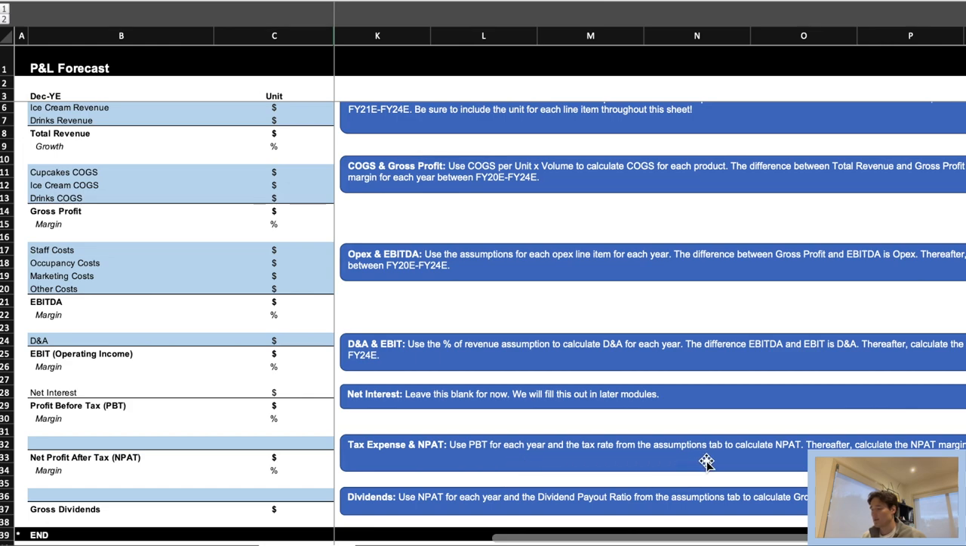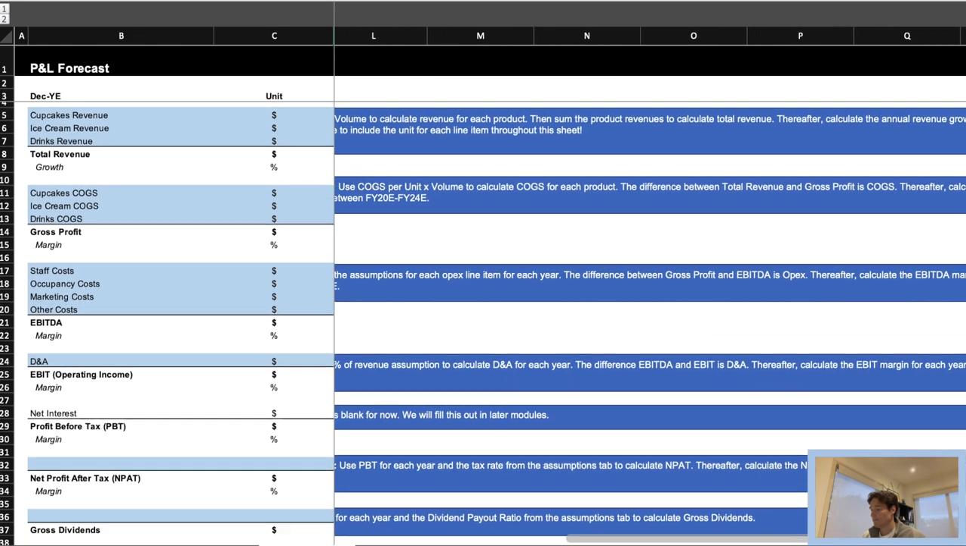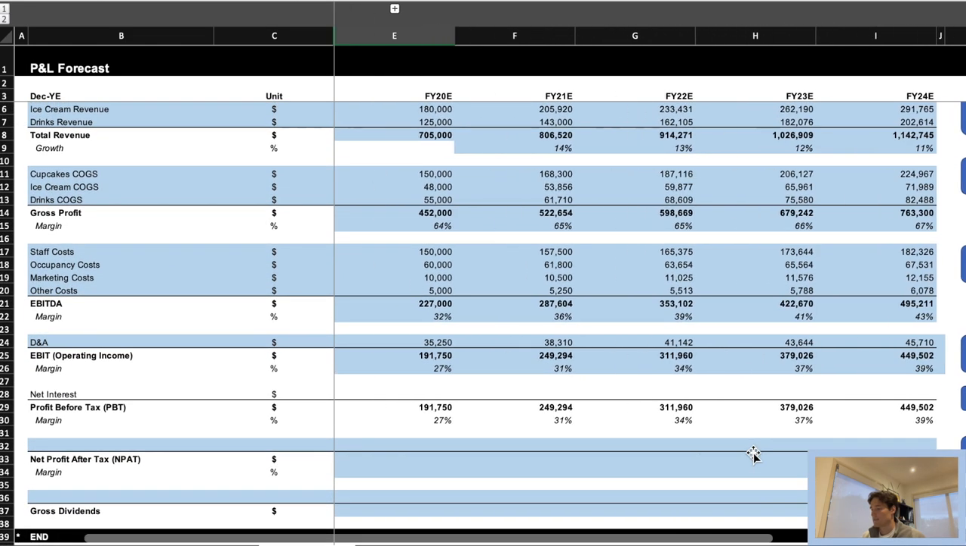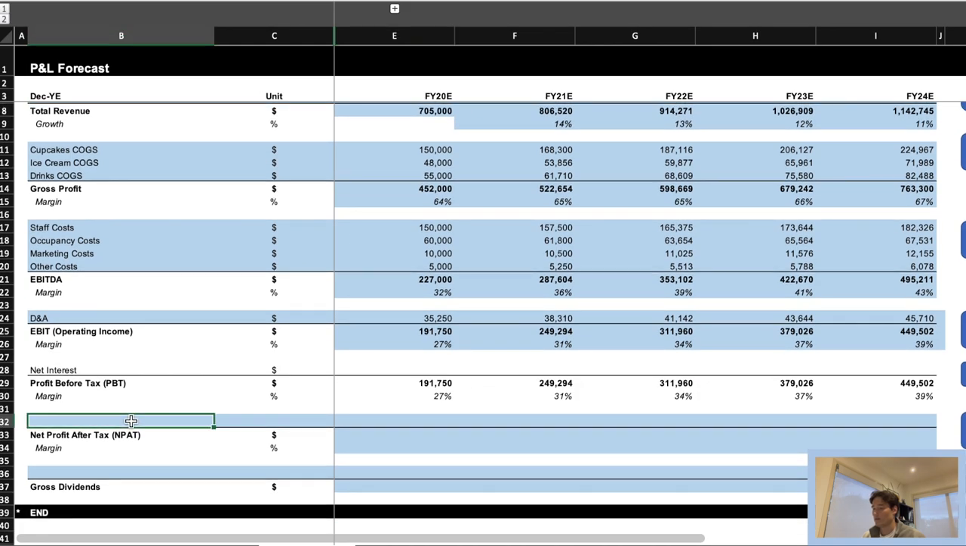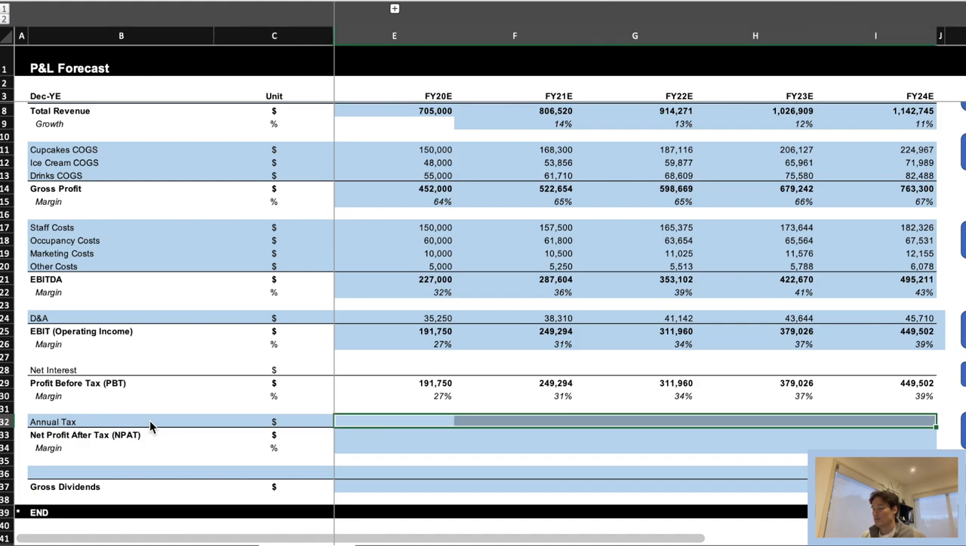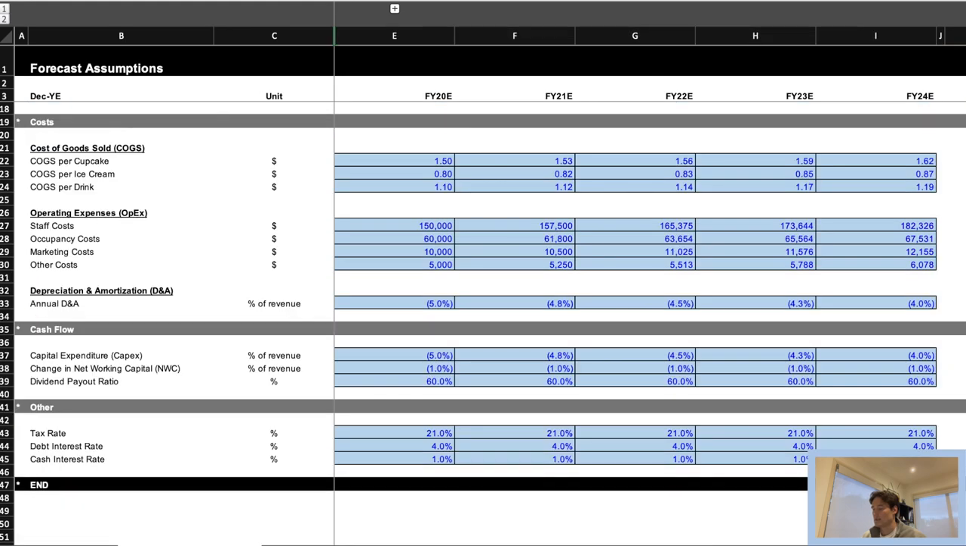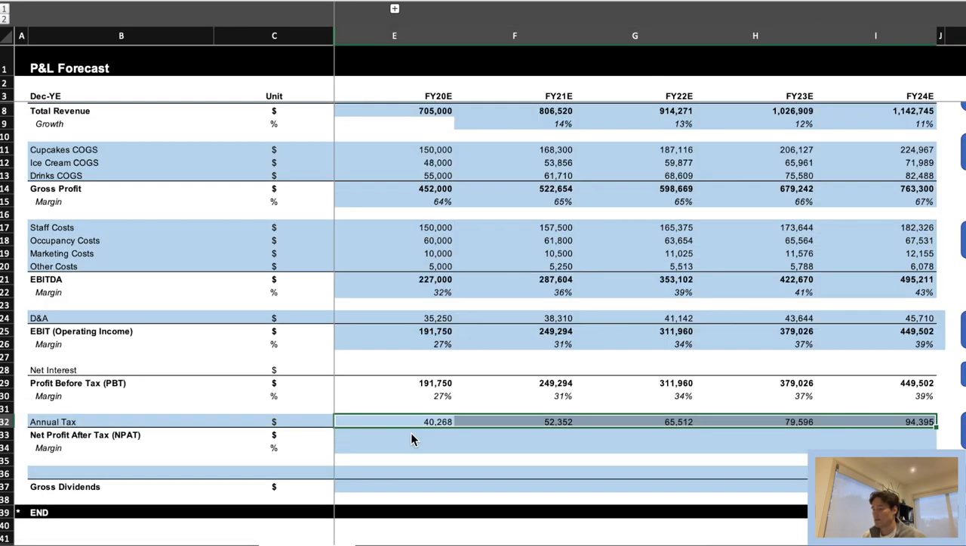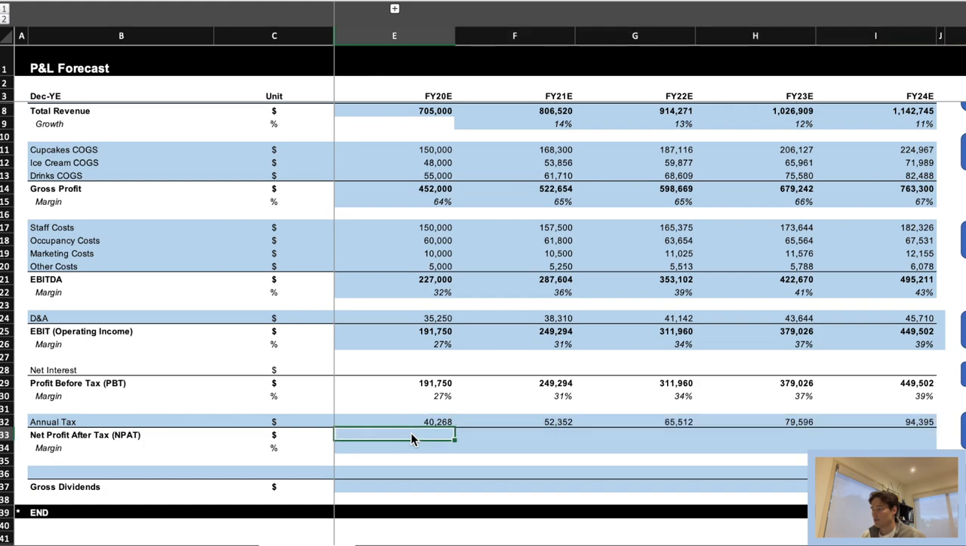So we'll skip that PBT row. We're going to go straight to the tax expense. Tax expense stays at like 21% all the way through. So we're just going to say, I don't know, annual tax. Once again, we're looking at dollar amounts. And we're using the profit before tax number. So we're multiplying this by our tax rates. Control Enter to get the whole row.